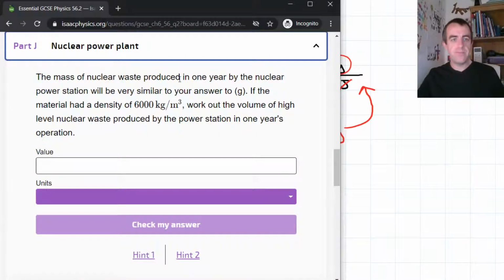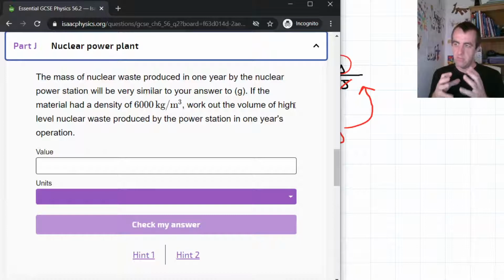Right, nuclear power plant. The mass of the nuclear waste produced in 1 year by the nuclear power station will be very similar to your answer in G. Yep. That makes sense. We're losing a teeny bit of mass to produce all that energy, but the rest of what's left needs to be got rid of. It's waste. Unlike with carbon, where you just stick it up in the atmosphere to contribute to climate change. So if the material had a density of that, work out the volume of high level, which is what we call the most dangerous radioactive waste. That's the spent reactor fuel. High level nuclear waste produced by the power station in 1 year's operation.